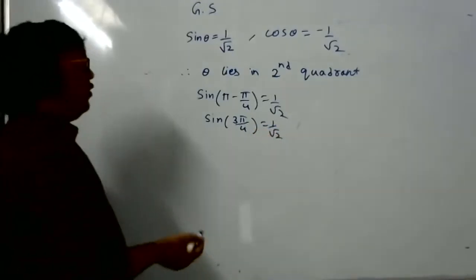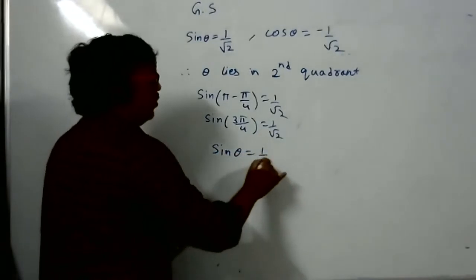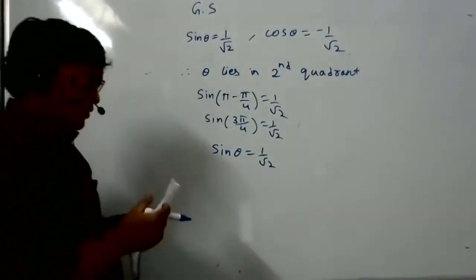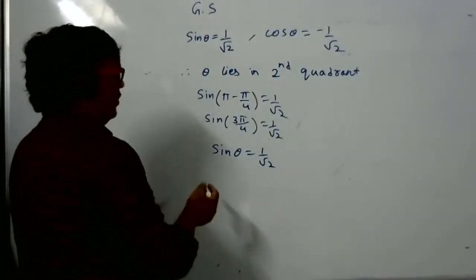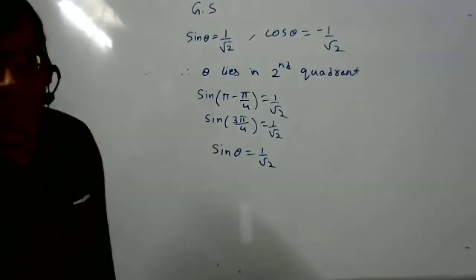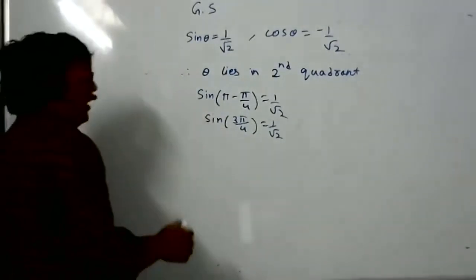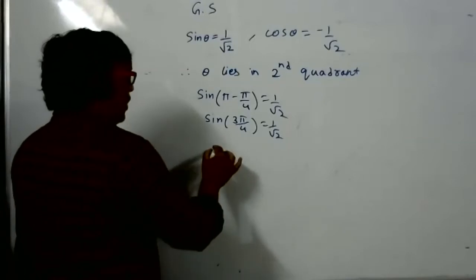The question is actually an MCQ: sine theta is 1 by root 2. So what I will write? Actually what they have done, I will tell you. Sir, why can't we divide sin theta by cos theta and equate it to tan theta? Very good. That way also we can do. So I will discuss that.